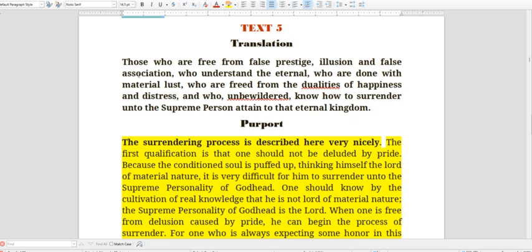Those who are free from false prestige, illusion, false association, who understand the eternal, who are done with material lust, who are free from the dualities of happiness and distress, and who unbewildered know how to surrender unto the Supreme Lord, attain to the eternal kingdom. So these are the qualities required to surrender. First, we should be free from false prestige. This is mine and this is me and I am a big guy. Be free from that. How do we become free from such things like me and mine, being puffed up and all that?